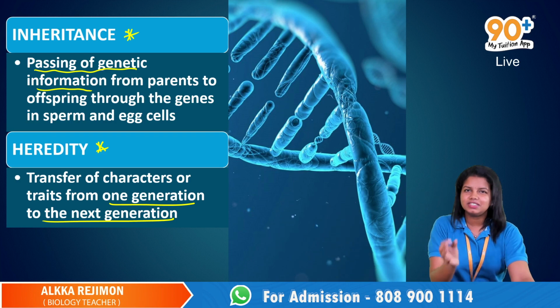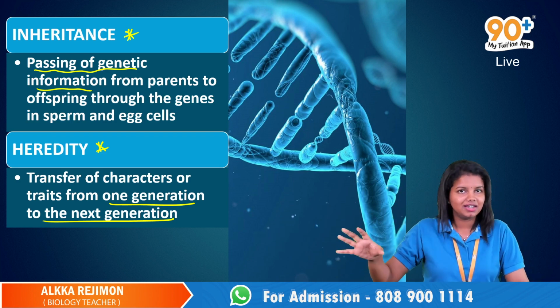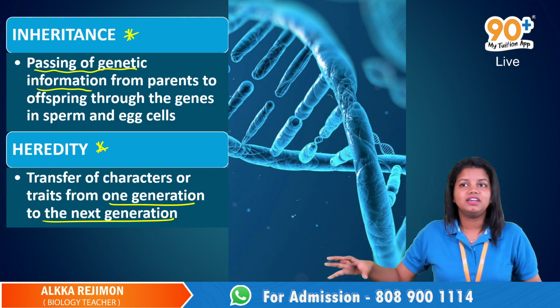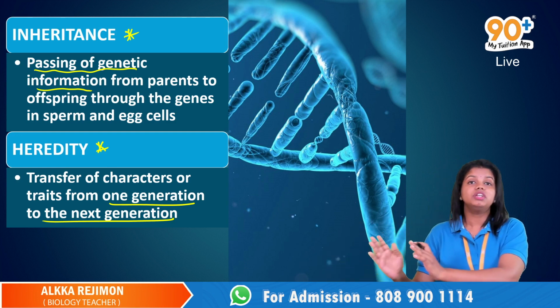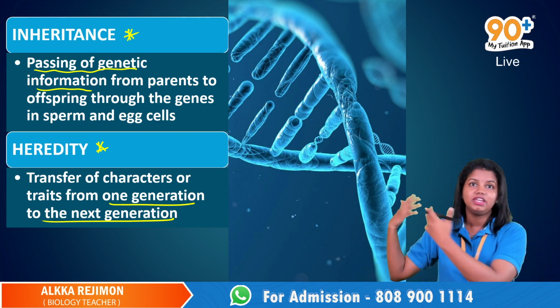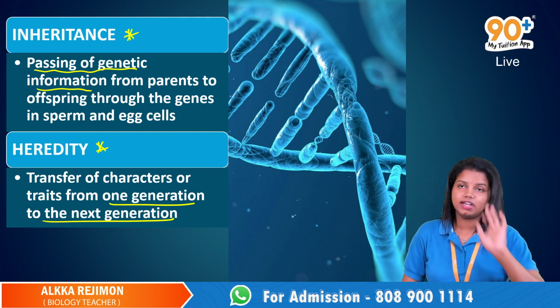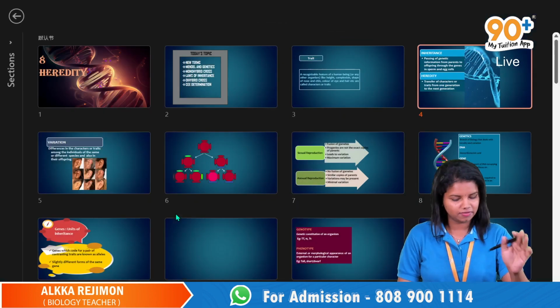And inheritance is basically that process happening in heredity. Inheritance is the process happening and heredity is that passing over from one generation to the next generation, which has been happening for a very long time. It's still happening and it will keep happening. Our process is inheritance and heredity, and both the definitions are very important.